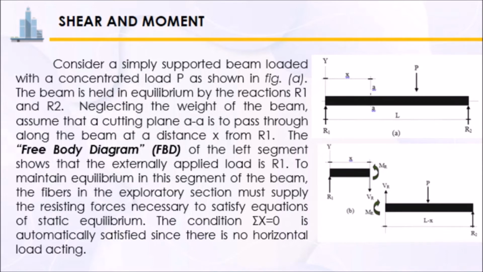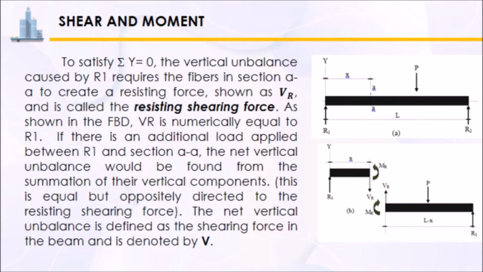The fibers in the exploratory section must supply the resisting forces necessary to satisfy equations of static equilibrium. The condition summation of x is equal to 0 is automatically satisfied since there is no horizontal load acting. To satisfy naman yung summation of forces, summation of forces vertical is equal to 0. So the vertical unbalance caused by R1 requires the fibers in section AA to create a resisting force, shown as VR, and is called the resisting shearing force. As shown in the FBD, VR is numerically equal to R1.